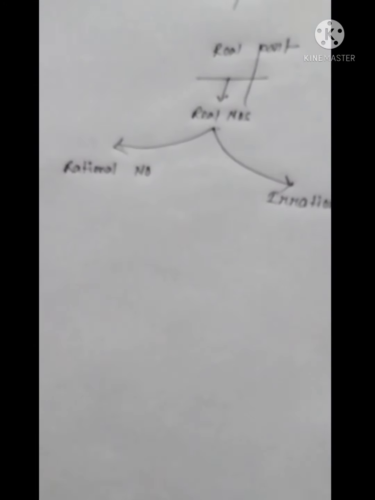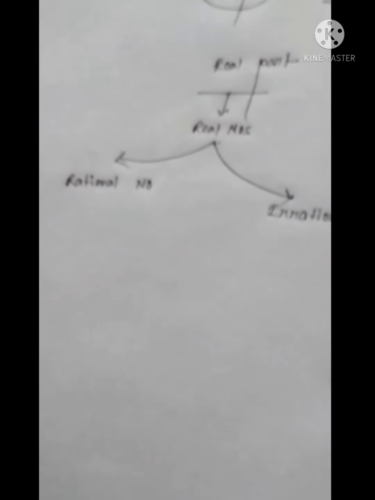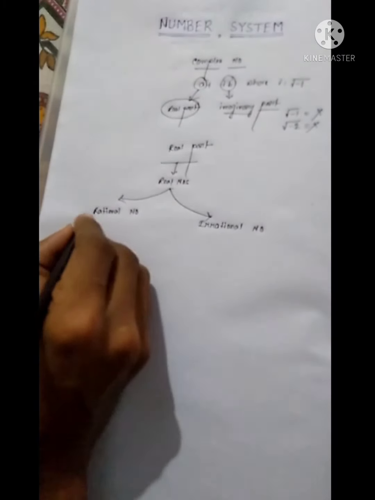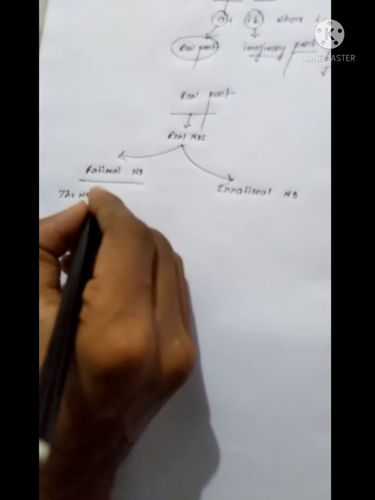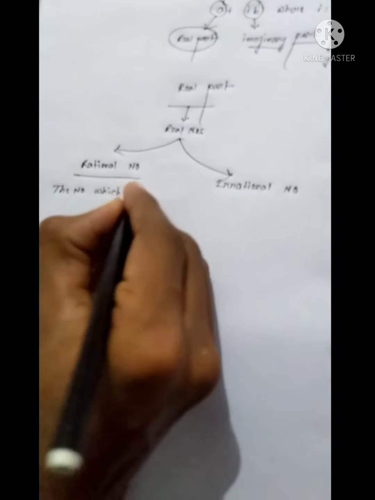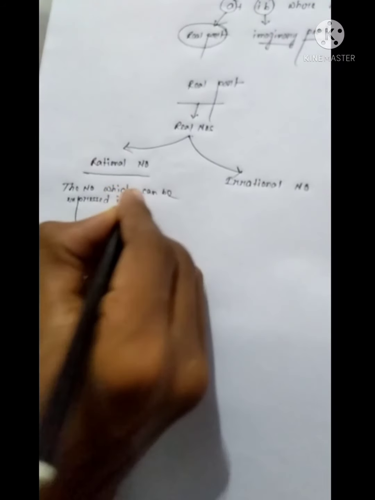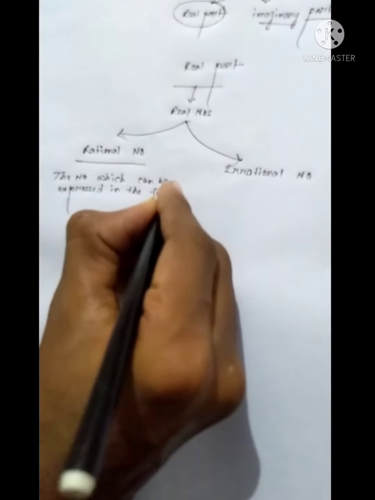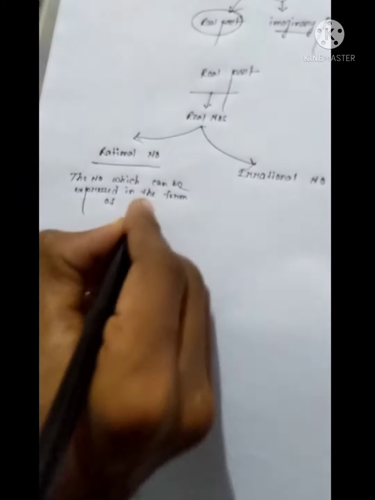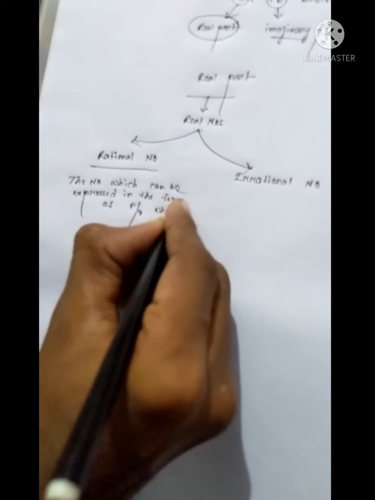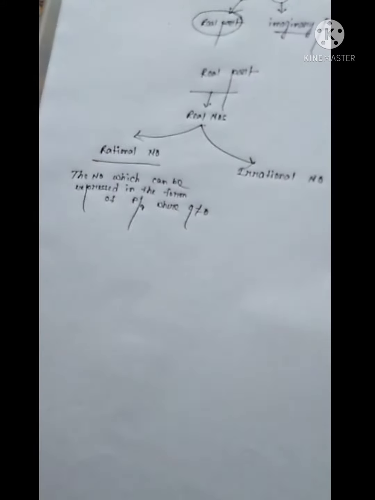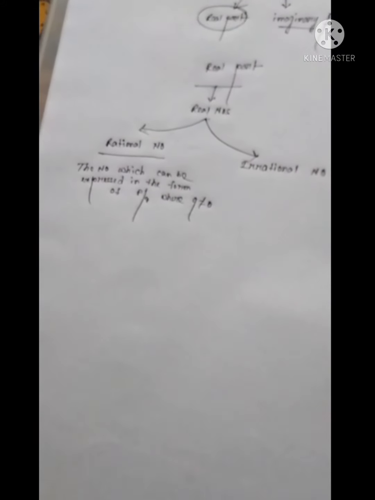Rational number: the number which can be expressed in the form of p by q, where q doesn't equal 0. We will come into this topic later.